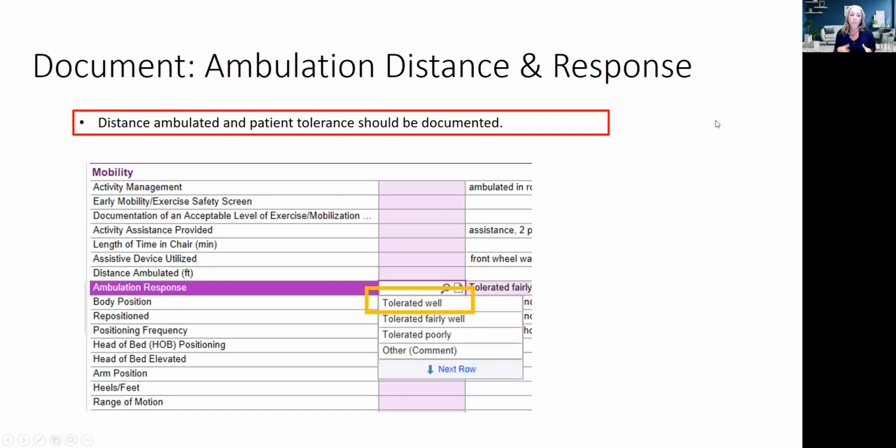And then we can also document how they tolerated that particular activity. Did they tolerate it well? Did they tolerate it poorly? Did they get up and walk and their oxygen saturation decreased? Were they really unsteady on their feet? So those are some things that you can document, whether they tolerated it well or not well. And if you have some comments about what happened during that, we put those comments in there as well.